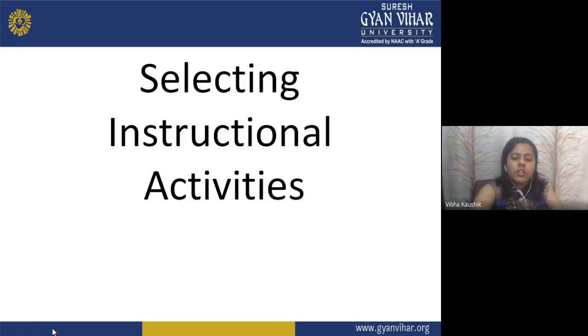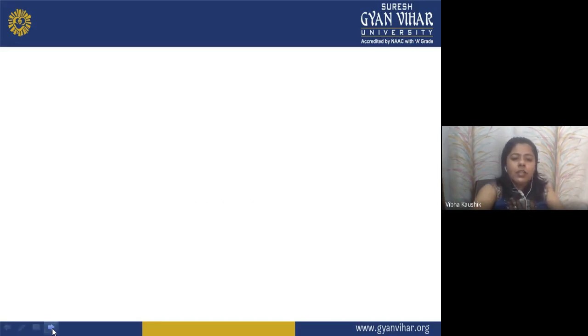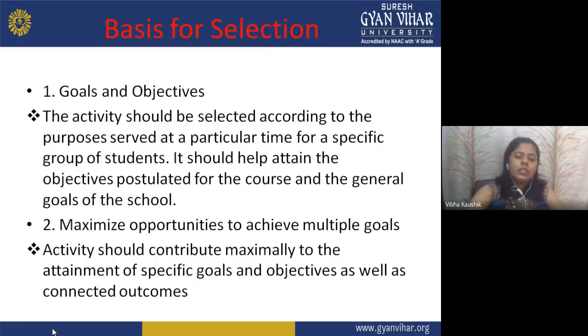Now, selecting instructional activities. How will you select the instructional activity? Now, the basis for selection. The first one is goals and objectives. What are the goals and objectives which the teacher wants to achieve? The activity should be selected, means the activity which you select during the teaching-learning process should be selected according to the purpose. Means this is the purpose of using this type of activity.